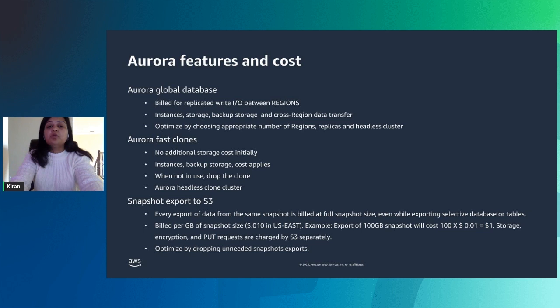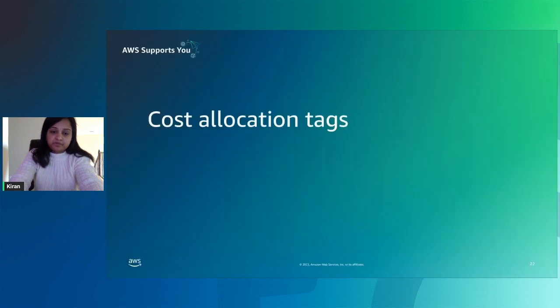The other way, you can consider exporting them to S3 and archiving them to Glacier, right? So if there is a long-term retention requirement, then I would say keep them in Glacier and retain the snapshots for the long term. That's how you can save a lot of cost for the snapshot export.